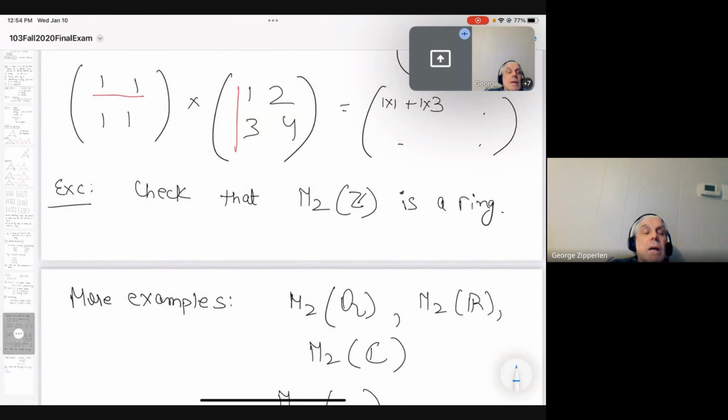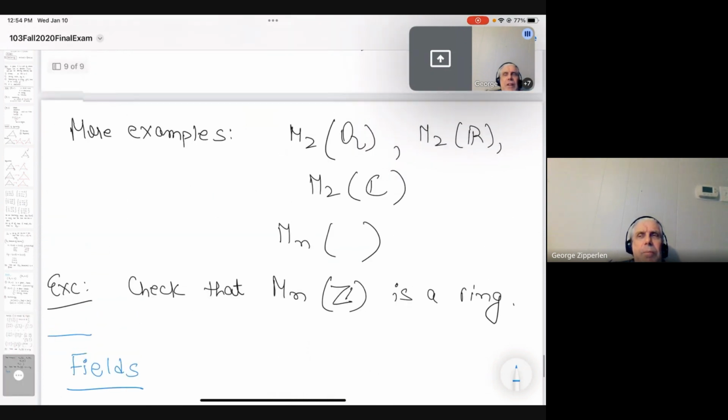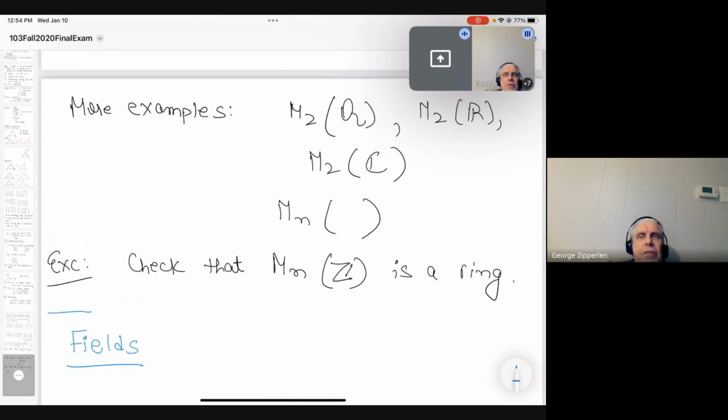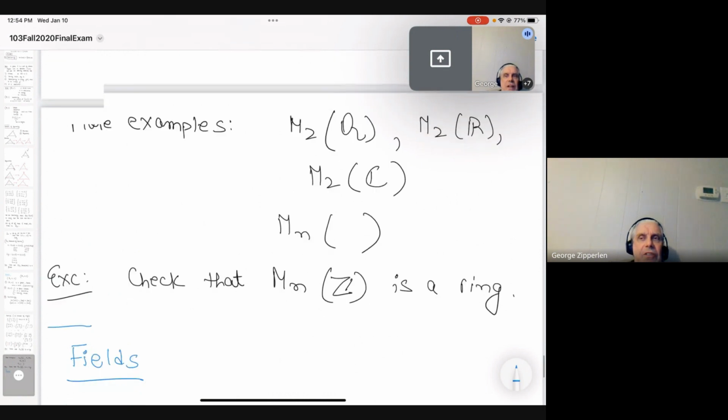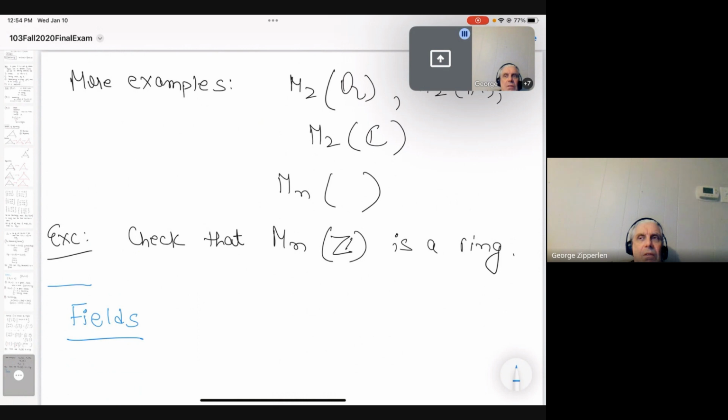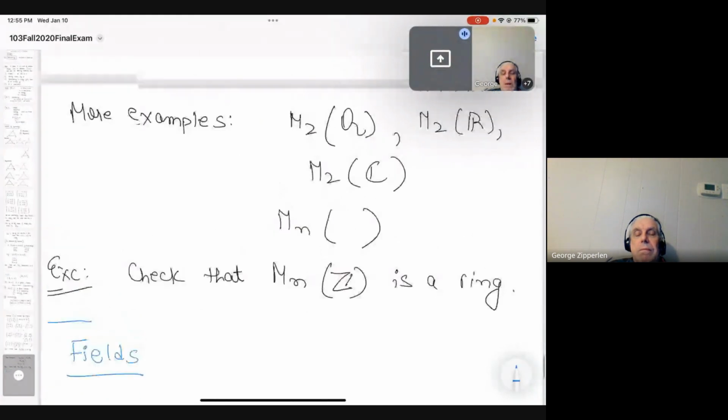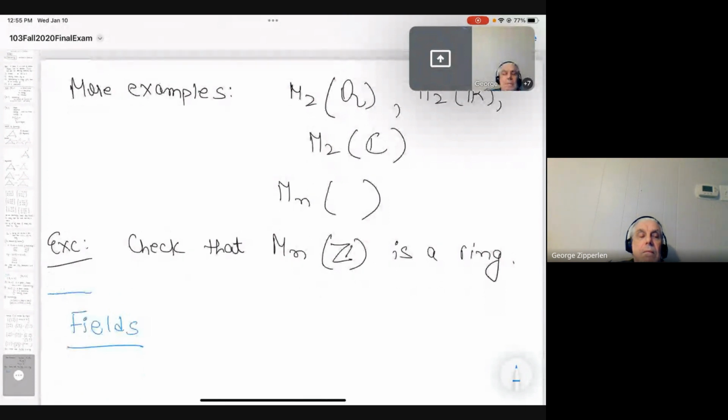You were talking about generalizing the example to include rational, real, complex entries or arbitrary n, and then you posed some homework challenges. Yeah, I just said that you can check that the set of n by n matrices with integer entries is actually a ring. The proof will be the same for Z, Q, C, or R for that matter. So it's a good exercise to try.